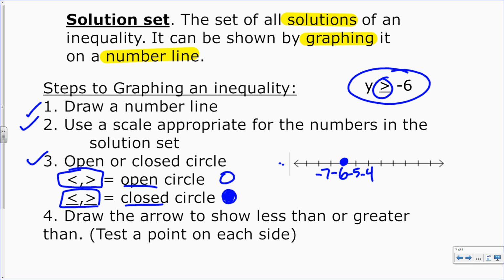And finally, step number 4 is to draw an arrow to show the less than or greater than. Now you can just look at this and say, okay, it's pointing to the right, so I'm going to shade everything to the right. Or you can think about what numbers are greater than negative 6. Or you could, as it says here, test a point. To test a point, you would pick a point on one side of it. Let's say I'm going to pick 0. And I would say, is 0 a solution to this? Well, is 0 greater than or equal to negative 6? It is, so I would know that I need to shade everything on the side with a 0. And that's how you graph an inequality.